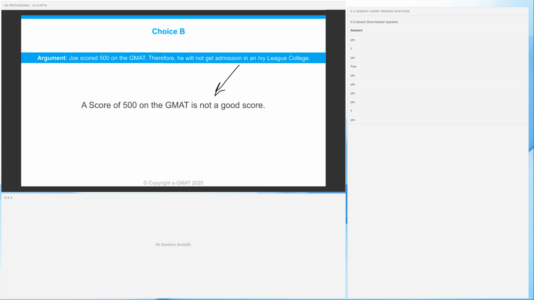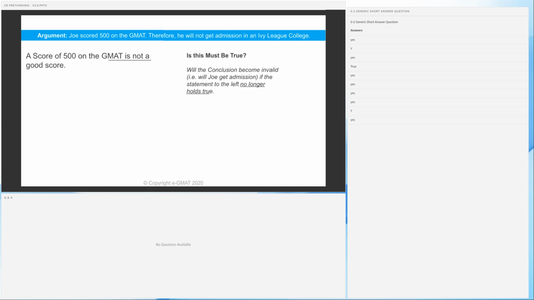We're going to evaluate this answer choice. Same argument here. A score of 500 on the GMAT is not a good score. Let's see what happens to this answer choice.